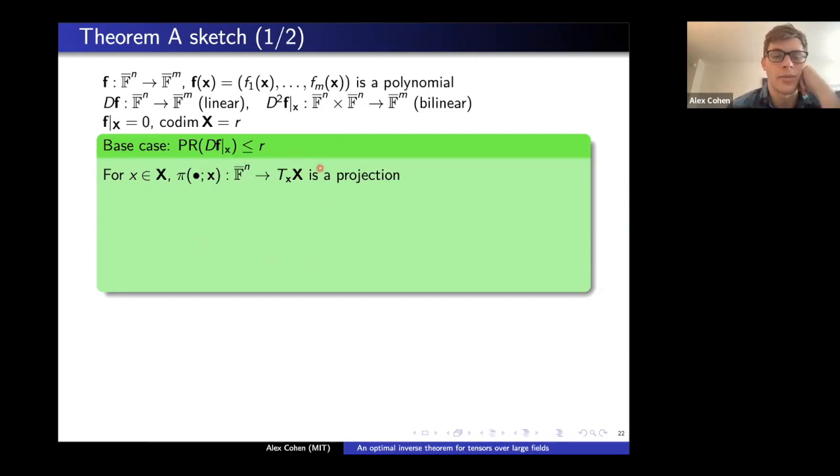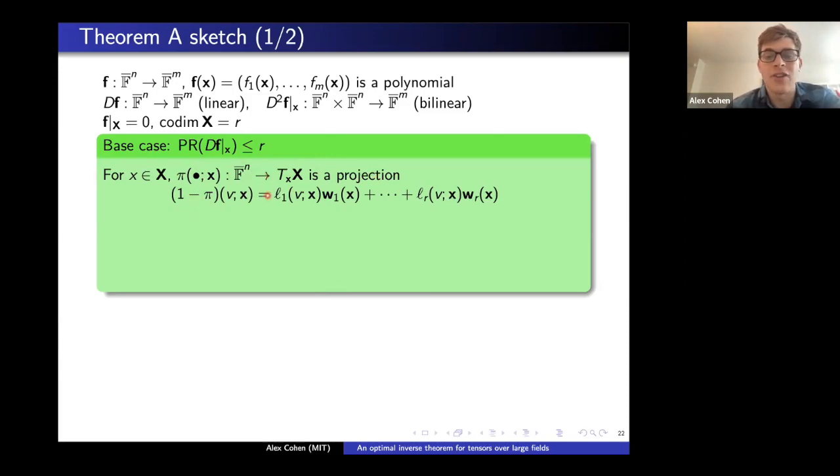So, let's make this precise. We're going to let pi be a projection valued linear map, which depends on the input point x. For any x in the variety, it projects onto the tangent space. And then 1 minus pi is the complementary projection. This projects onto some complementary subspace of the tangent space.